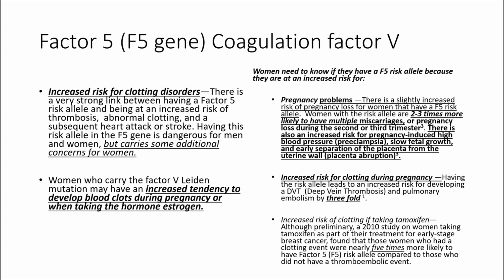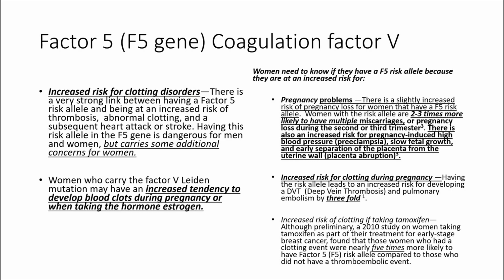Women that have factor V genes are at an increased tendency to develop clots during pregnancy or when taking the hormone estrogen. These are women that often get clotting with taking birth control or hormone replacement. And then pregnancy issues are often a serious issue. So these women are 2 to 3 times more likely to have multiple miscarriages. And these are unfortunately and heartbreakingly often in the second or third trimester. They're clotting too much, and the placenta is not getting the blood it needs because of the clotting.